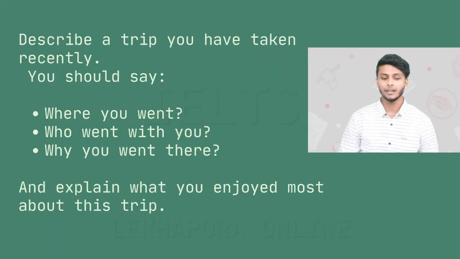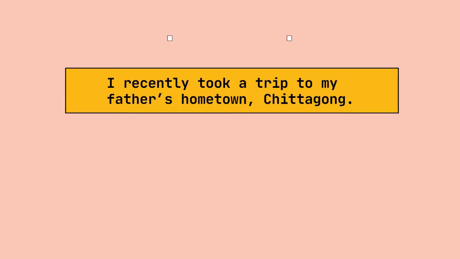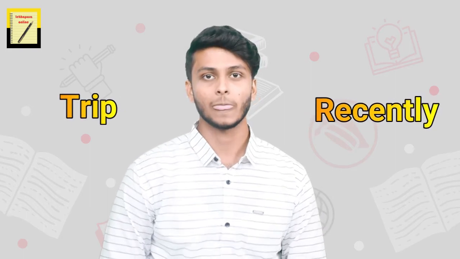Okay, so here you can see the question is, describe a trip you have taken recently. You should say where you went, who went with you, why you went there, and explain what you enjoyed most about this trip. Here you can start talking like this: I recently took a trip to my father's hometown, Chittagong. Okay, notice here I have used two keywords from the question, and that is trip and recently.